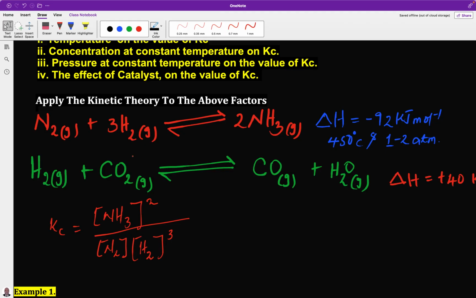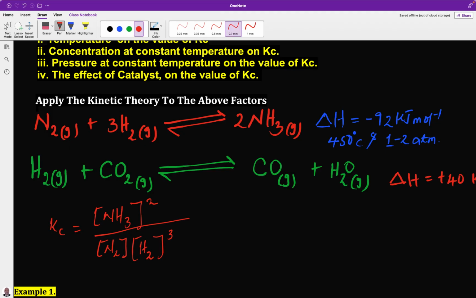In this system here, if the pressure is decreased, look at it. There's more pressure here with more number of gaseous molecules than on the right. So if the pressure is decreased, what happens? In order to increase the pressure, the equilibrium will shift to the direction of more gaseous molecules.